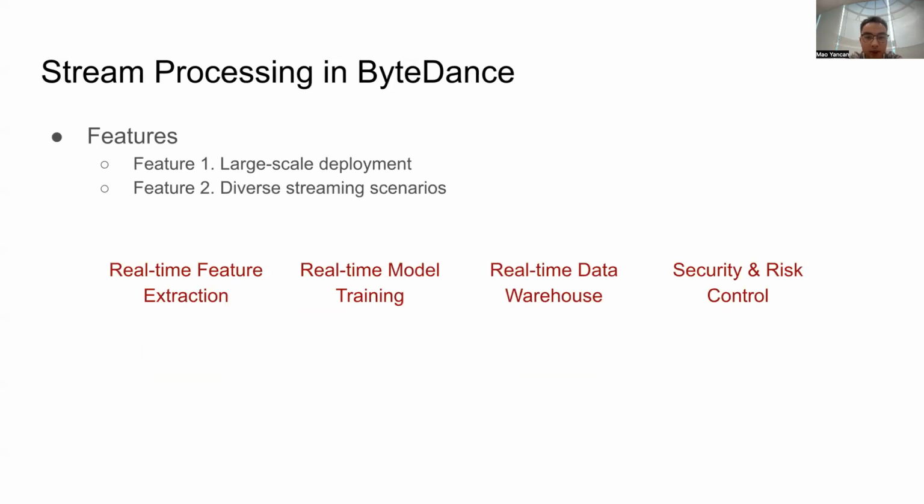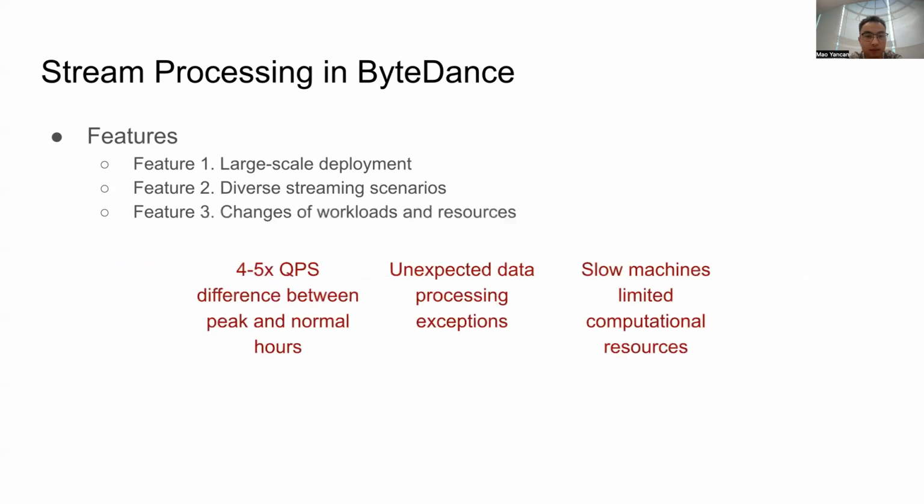Second, stream processing is widely adopted for diverse scenarios. For example, real-time feature extraction, real-time model training, real-time data warehousing, and security and risk control. Streaming jobs under different scenarios have diverse input workload characteristics and performance requirements.